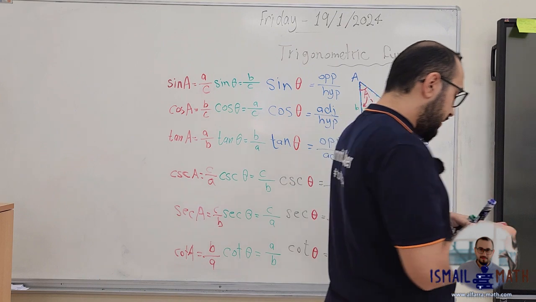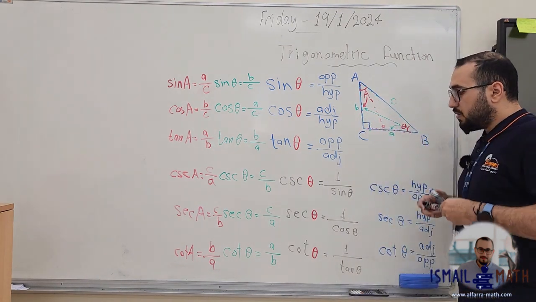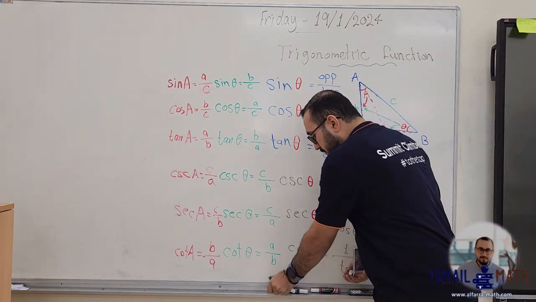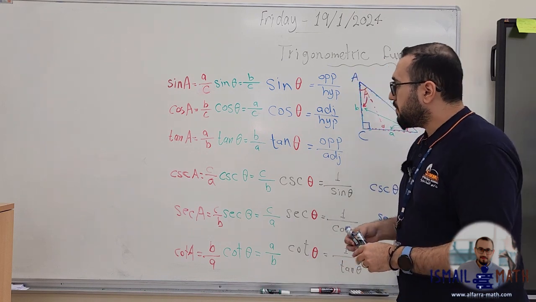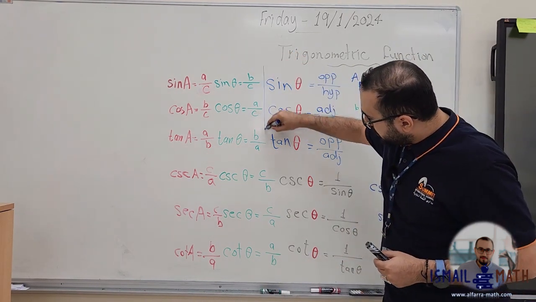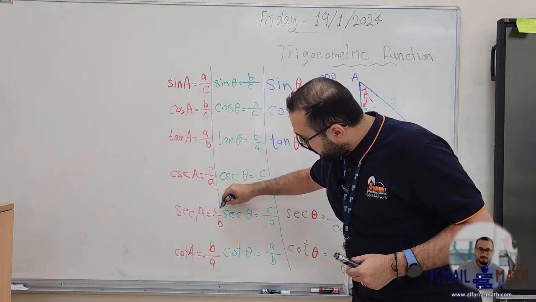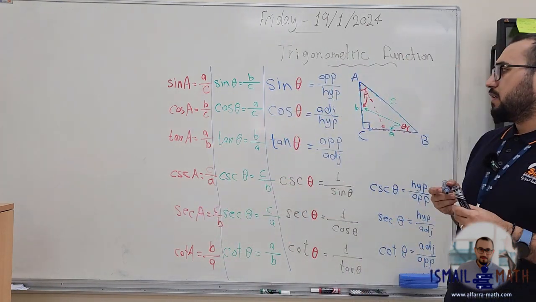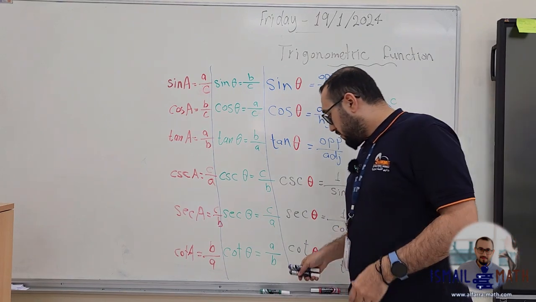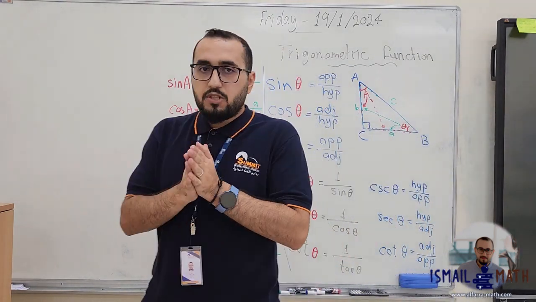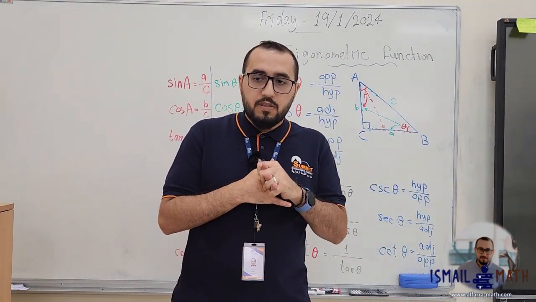So these now are my trigonometric functions, and this is what we learn about them. If I put a line, these are the ratios, and these are the answers. So this is the trigonometric ratio. I hope you understand it very well.